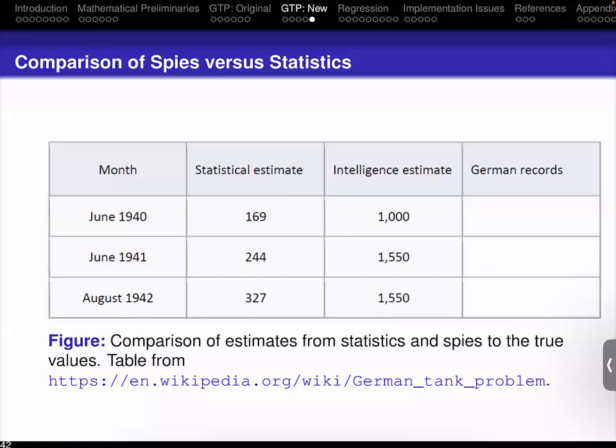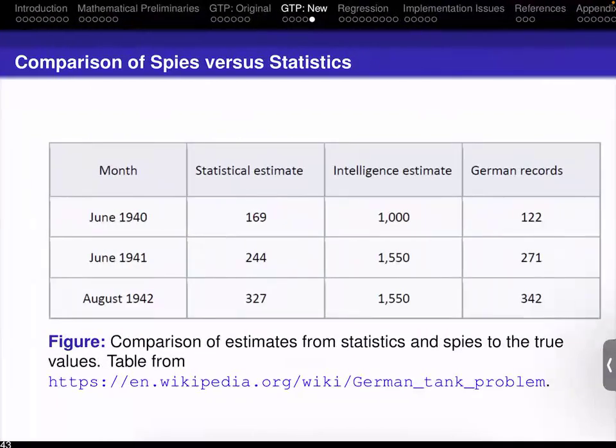So which do you think is closer, the stats or the intelligence? Stats, by a lot or a little? A lot. It's not even close: 122, 271, 342. It's amazing how well it did.